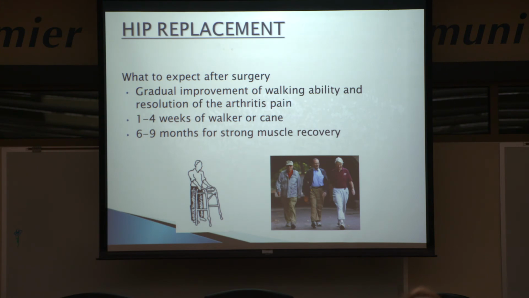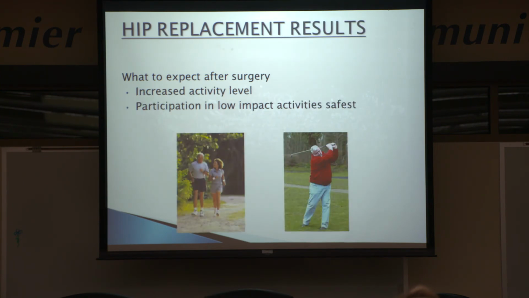We just don't want people to fall. So whatever helps people feel stable, whether it's a walker or a cane or crutches. But after the first month or so, people are really making a lot of progress. They can walk as much as they want. Slowly the muscle recovery continues, even up to a year. And most people get back to doing what they want to do.